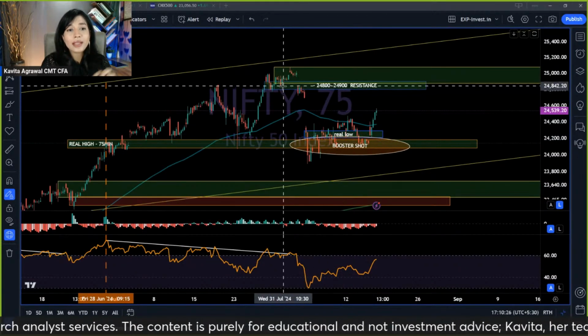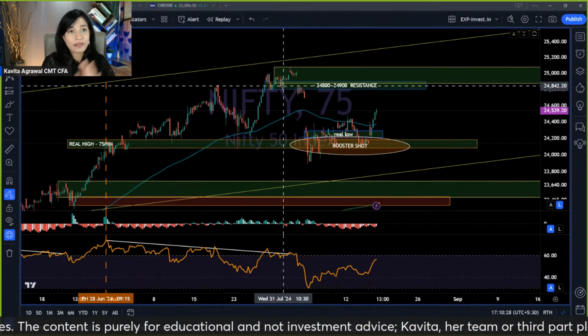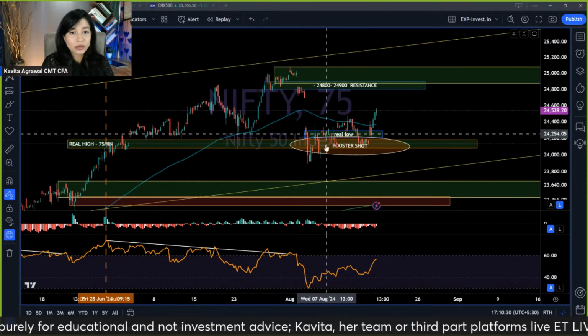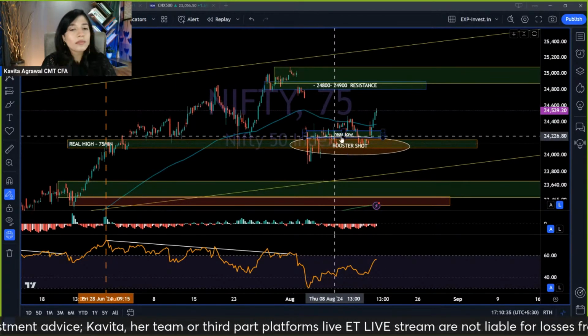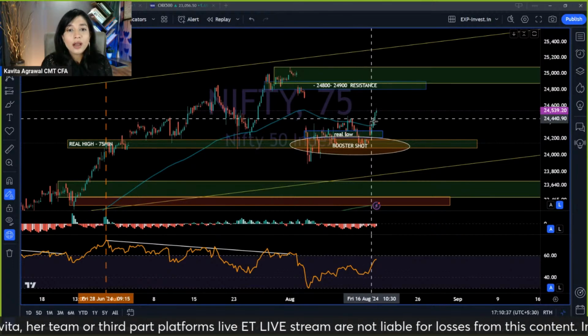You need to understand that when the market finishes a 5 wave move and enters the ABC correction, the readability gets a little bit affected because of that. And that is what we are most likely going to experience.